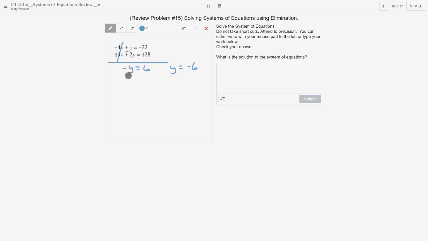My x, it doesn't matter which one, I'm going to put it in the top one. So -4x minus 6 equals -22. I'm going to add 6 to both sides. And that's going to give me -4x equals -16. And then divide by -4. X equals 4. So my ordered pair is 4, -6.